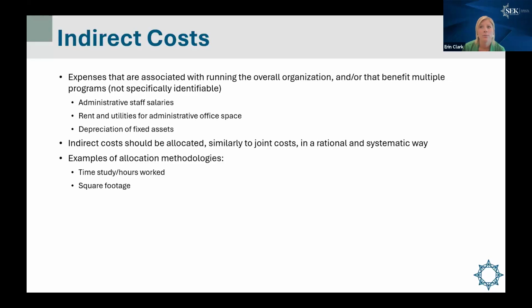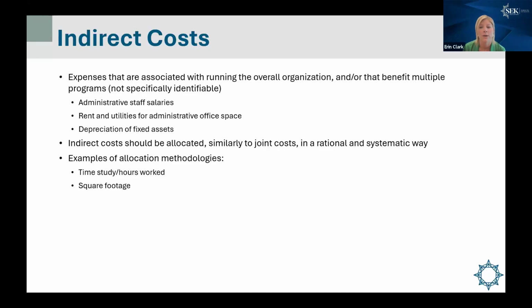Similarly to joint costs, indirect costs should be allocated in a rational and systematic way. I alluded to this earlier, but how do we do those allocations? These are not the only methodologies, but the two most common and generally most straightforward examples would be a time study based on hours worked. That methodology typically lends itself to personnel related costs, which is your salaries, taxes and fringe benefits. That is where you have employees track every hour worked.